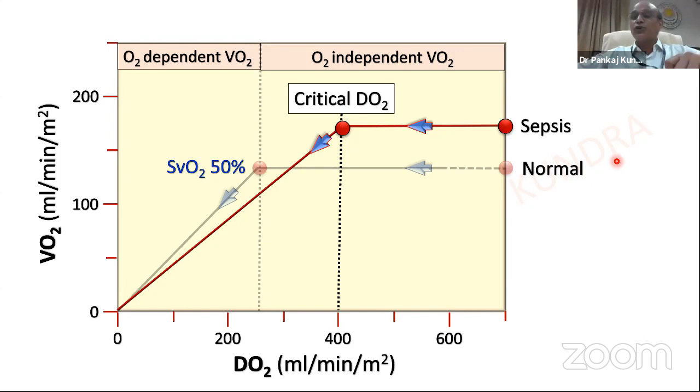We'll have to maintain the cardiac output to match the consumption. So we'll have to increase the preload to balance the cardiac output. And we may have to increase the blood pressure by inotropes to see that the cardiac output is maintained and it matches the oxygen consumption here, trying to increase the delivery to match the consumption. That's what we will have to do in sepsis.